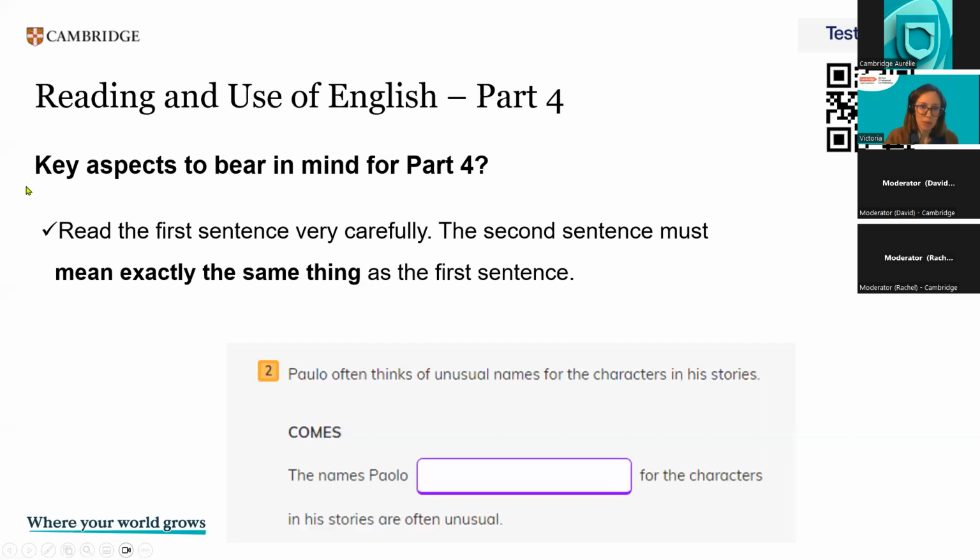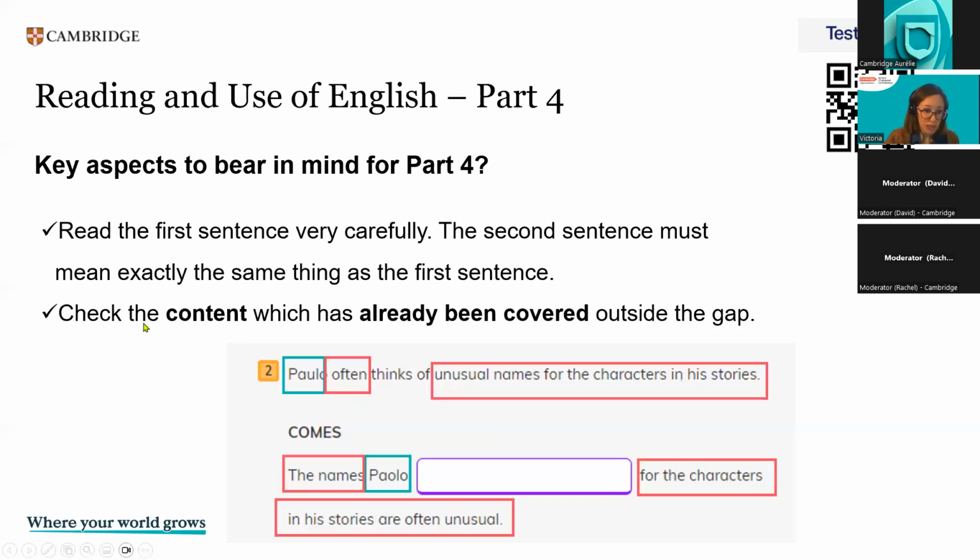What are the key aspects to bear in mind in this part 4? Well, the most important thing is that you read the first sentence carefully. The second sentence must mean exactly the same thing as the first sentence. So it's important that you check the content which has already been covered outside the gap. So you check what is in the leading sentence and what is in the second sentence.